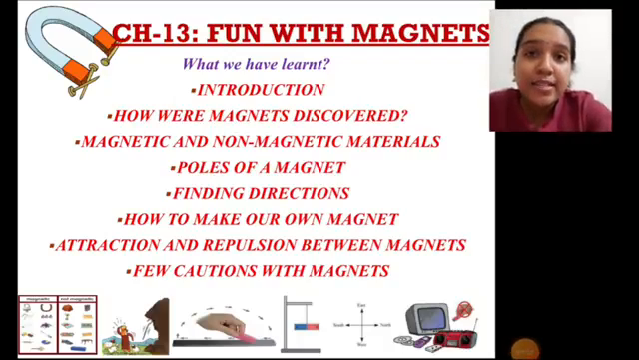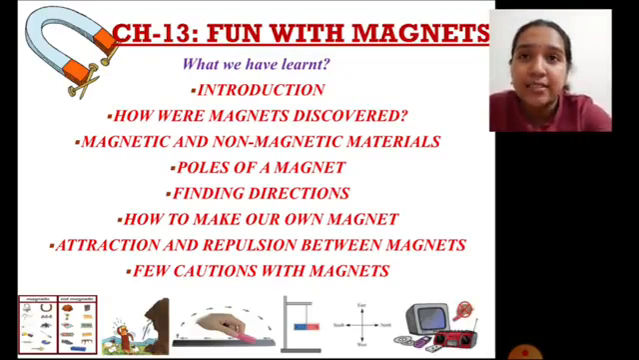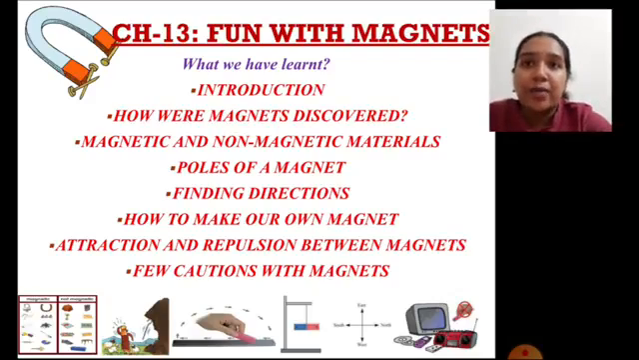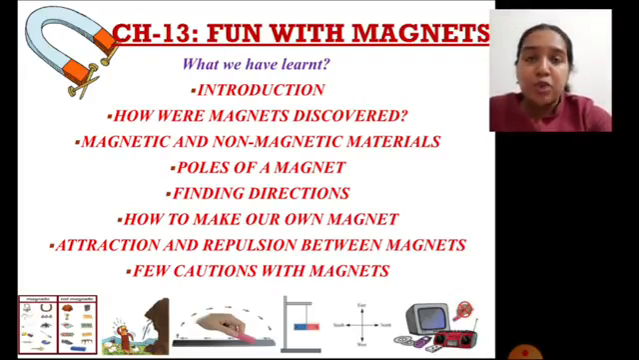So that was about the fun with magnets. Let us once again have a quick view of the key concepts we have learned in this chapter. First, introduction. In the introduction, we learned various uses and purposes of magnets, and an interesting story behind the discovery of magnets. We learned how to differentiate magnetic materials from non-magnetic materials according to their property with respect to a magnet.